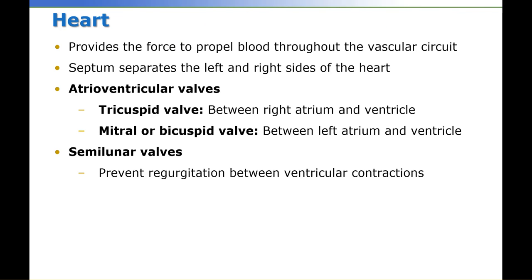So the heart provides force to propel blood throughout the vascular circuit. A septum separates the left and right sides of the heart. Atrioventricular valves: the tricuspid between the right atrium and ventricle, and the mitral valve or bicuspid valve between the left atrium and ventricle. Semilunar valves prevent regurgitation between the ventricular contractions.